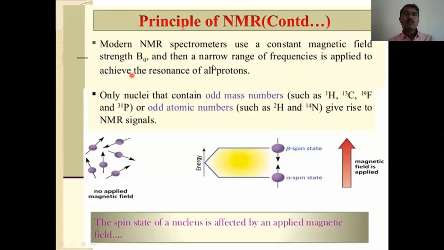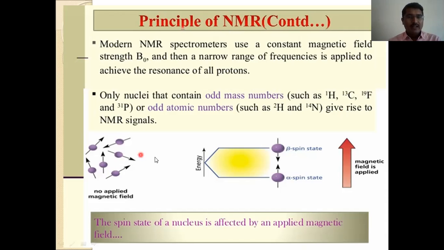Modern NMR spectrometers contain a magnetic field strength B0, and then a narrow range of frequencies is applied to achieve the resonance of all protons. Only nuclei that contain odd mass numbers, such as H1, C13, F19 and P31, or odd atomic numbers, such as 2H (deuterium) and 14N (nitrogen), give rise to the NMR signal.